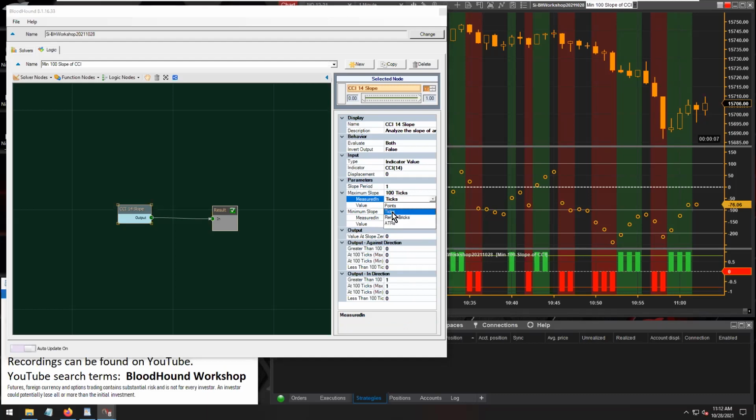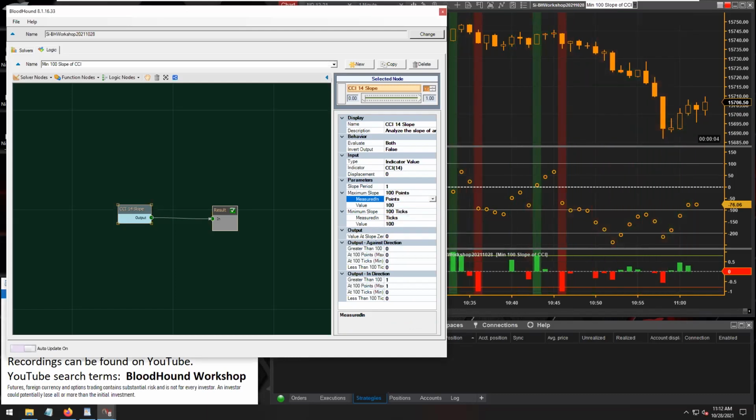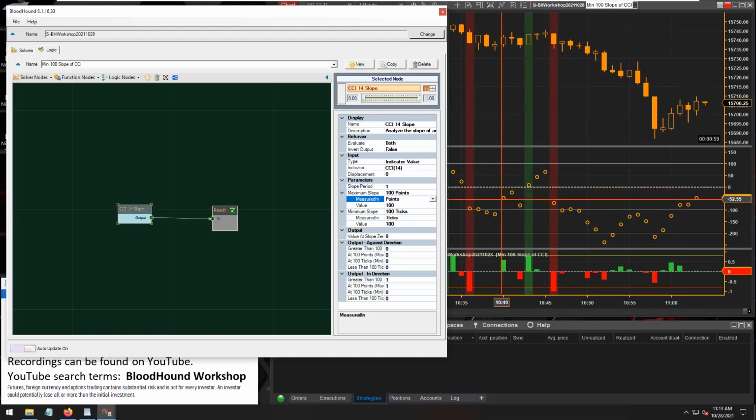So we need to go from ticks to points, right? And again, technically the CCI indicator doesn't move in points, but the scaling of the CCI, for all intents and purposes, is from one point to the other point. Even on the price panel, points is the main measurement unit, the primary measurement unit on the price panel.